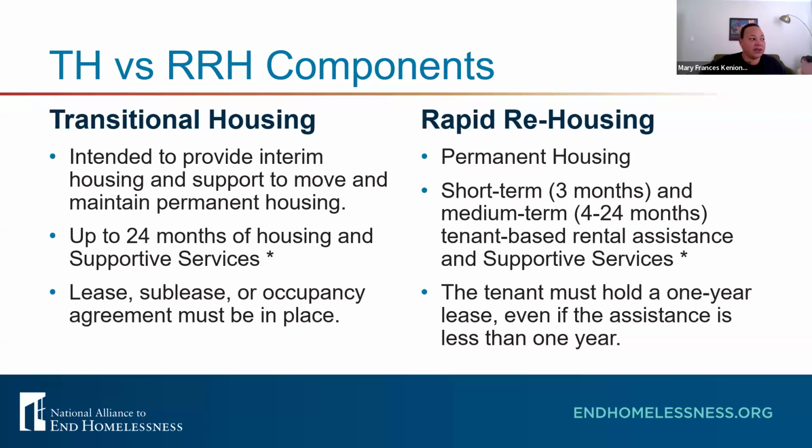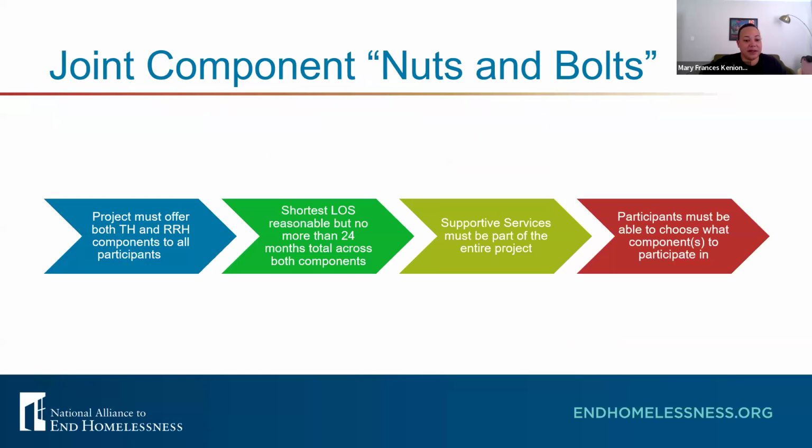And we can move on to the next slide, which is going to be the nuts and bolts. So the project has to offer both transitional housing and rapid rehousing. These are not standalone programs, and it has to be offered to all participants. The shortest length of stay is reasonable, but no more than 24 months in total. So this is the transitional housing stay and the rapid rehousing stay as well. Supportive services are a must. They've got to be a part of the entire project.